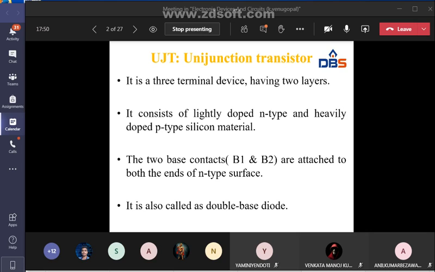The 2 base contacts B1 and B2 are attached to both the ends of the N-type surface. So it consists of 3 terminals: emitter, base 1 and base 2. It is also called double base diode. Here it has 2 bases, right? B1 and B2. That's why it is called double base diode.